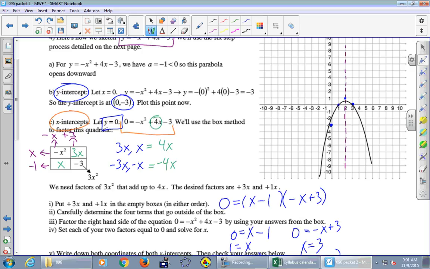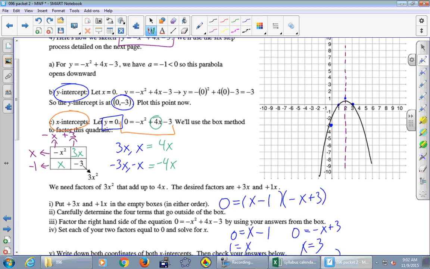What's that? We're not going to find the slope. Which point are you wanting to find the mirror image of? Yes, that's what we're going to find.